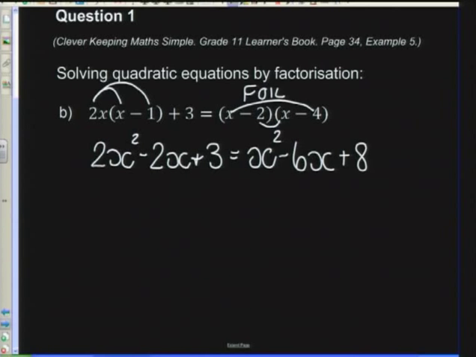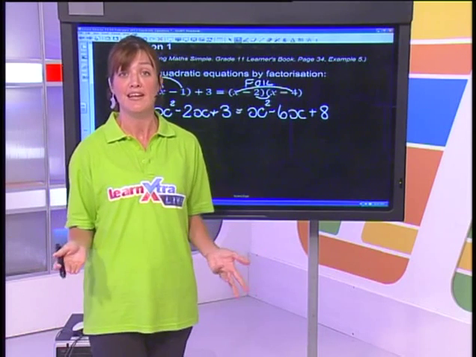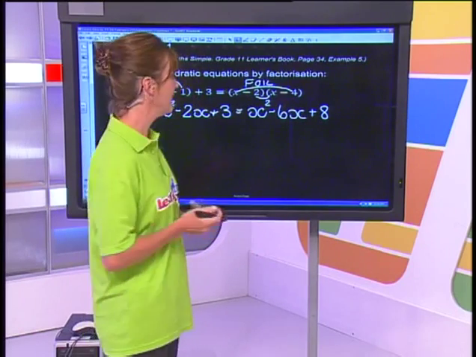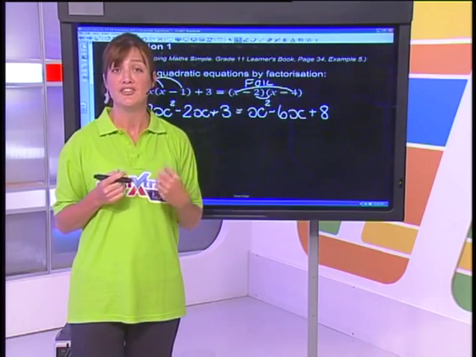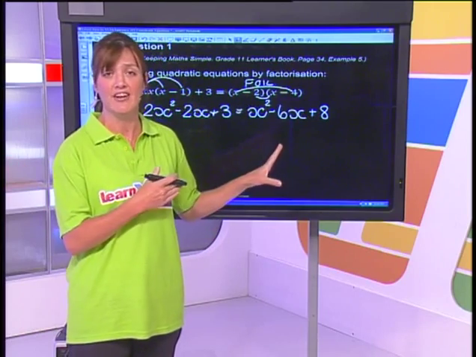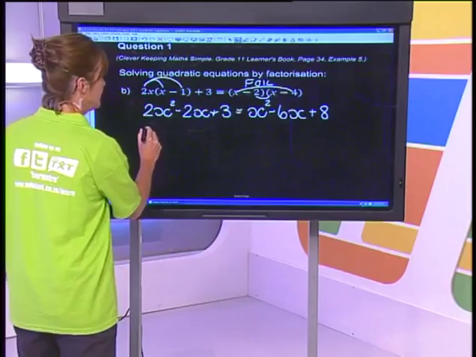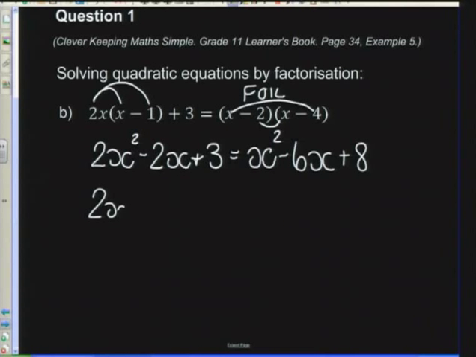Okay, so step 1 dealt with. We've now gotten rid of our brackets, and you can see now that we've got x squareds in our equation. So it looks like we've got a quadratic equation to deal with. Let's gather all our terms to the left-hand side. Let's bring everything on that side. Let's get our right-hand side equal to 0. So doing that, I'm going to have 2x squared minus 2x plus 3.